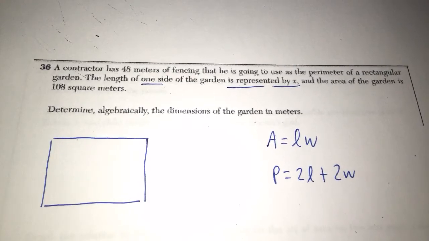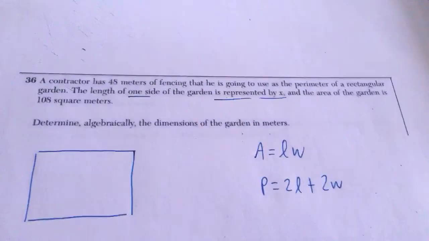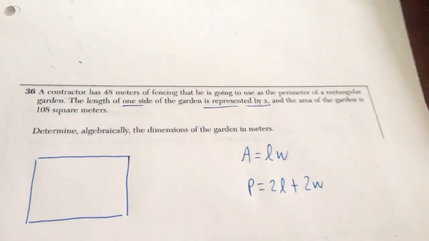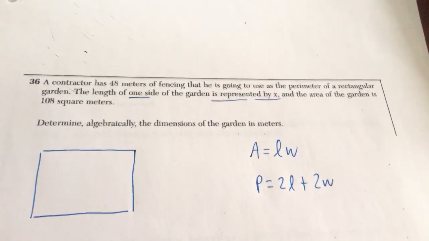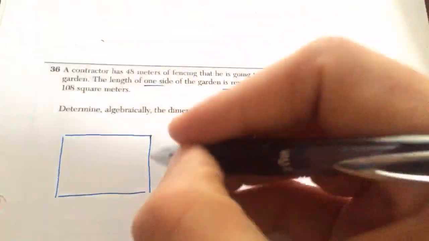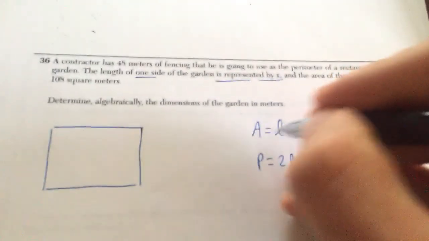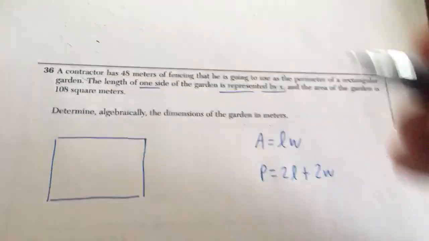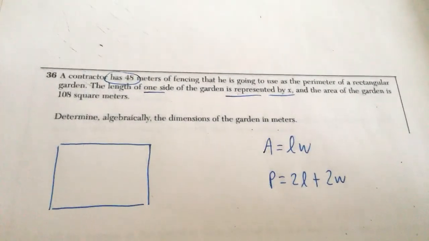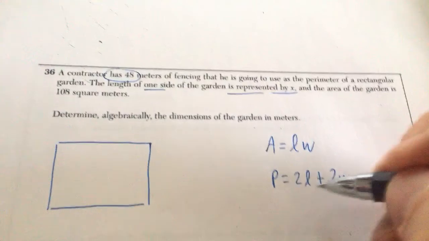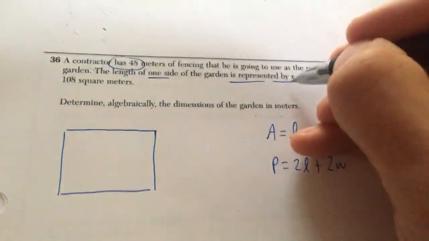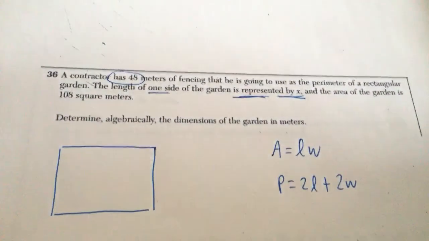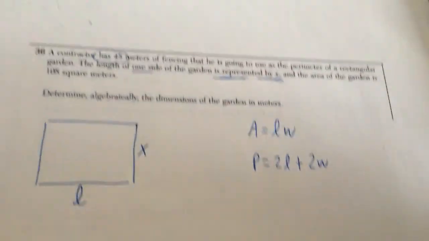Number 36, a contractor has 48 meters of fencing that he's going to use as the perimeter of a rectangular garden. The length of one side is represented by X, and the area of the garden is 108 square meters. So we know the area can be found with length times width, and the perimeter, which is basically telling you he has 48 meters of fencing to put around, is going to be 2L plus 2W. It says one side of this garden is going to be X. If you ask me, that's kind of a silly step, but we're going to call this the length, and we're going to call this X.